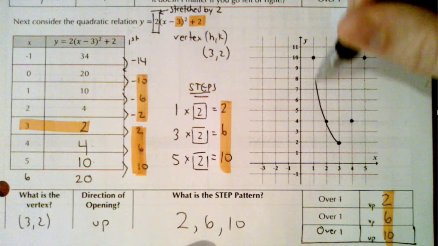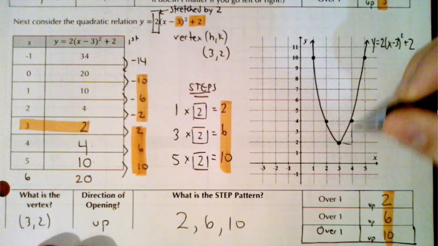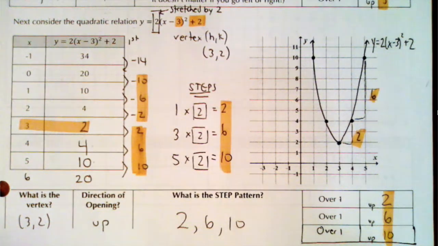This is y equals 2(x minus 3) squared plus 2. And there's the steps, 2, 6. Now we don't have to put those on, but there's the 2 and the 6 of the step pattern. So you can use transformations like we did in the last lesson, or you can use the step pattern. So let's do a couple more of these to make sure that we've got the step pattern down, and then you'll get to decide what method you like better.